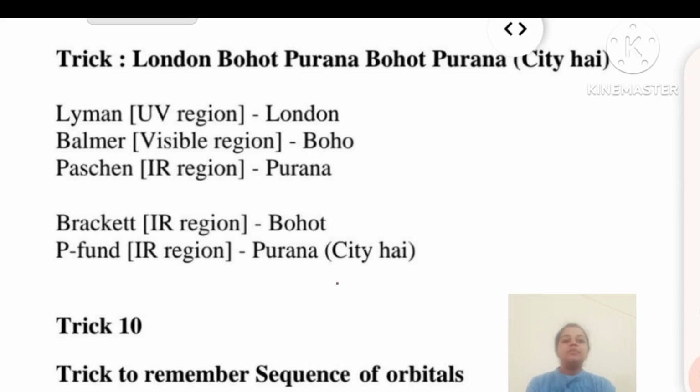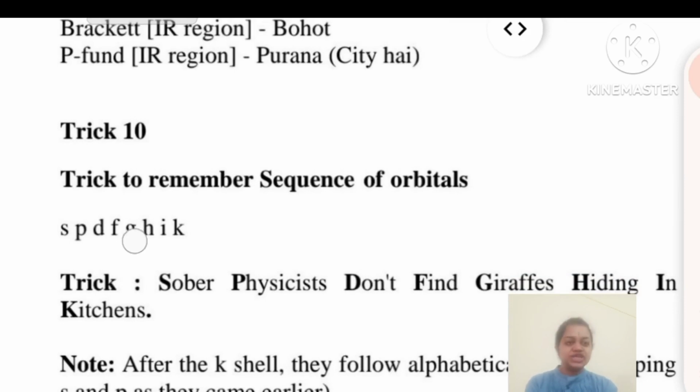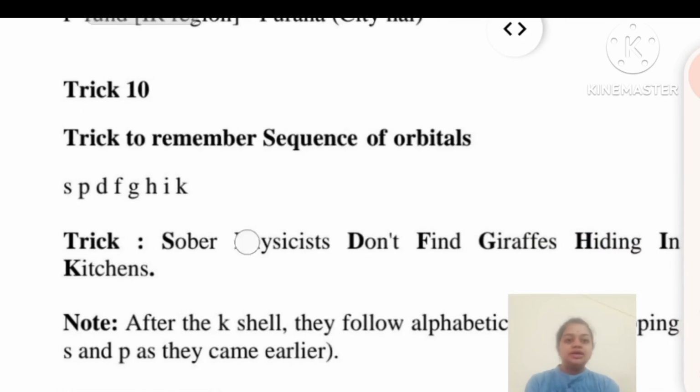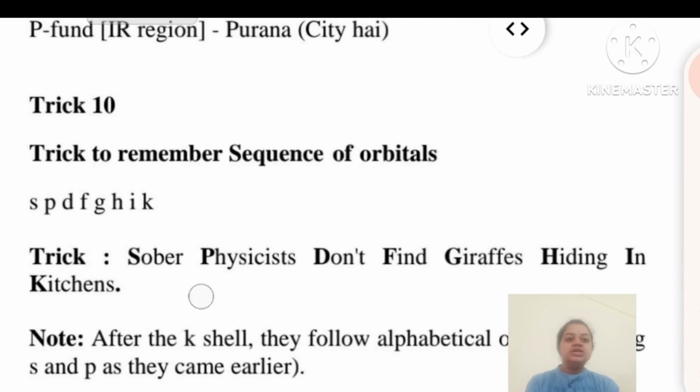Then how to remember the sequence of orbitals? Orbital sequence is SPDF GHIK. Sober physicists don't find giraffes hiding in kitchens. Sober S, physicists P, don't D, find F, giraffes G, hiding H, in I, kitchens K. See, except S and P, all letters are arranged in alphabetical order till K: D, F, G, H, I, K, right? Except S and P.